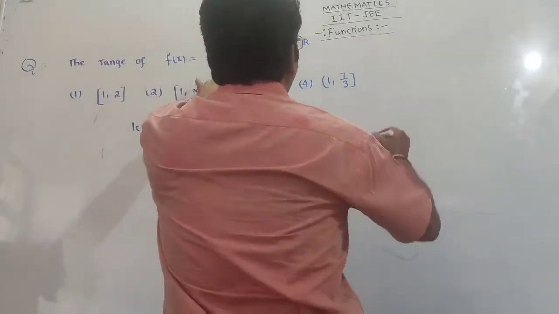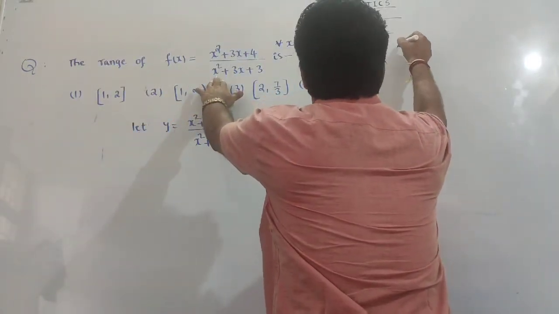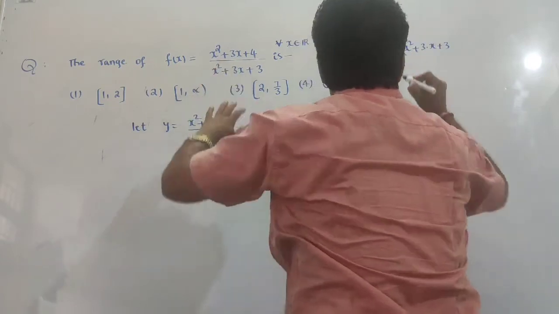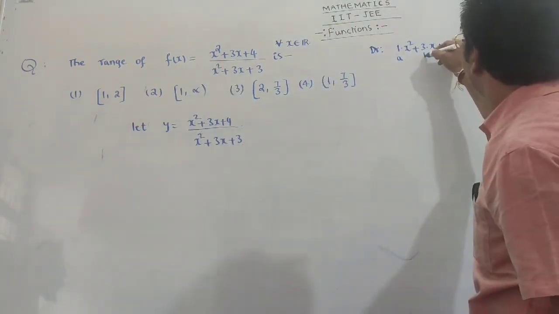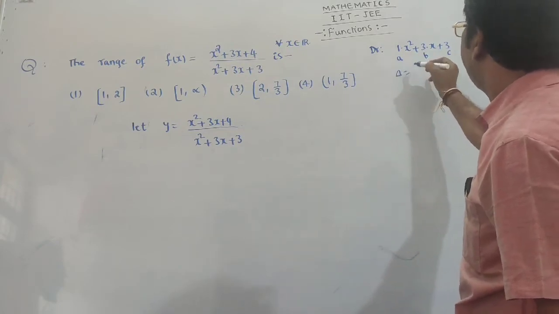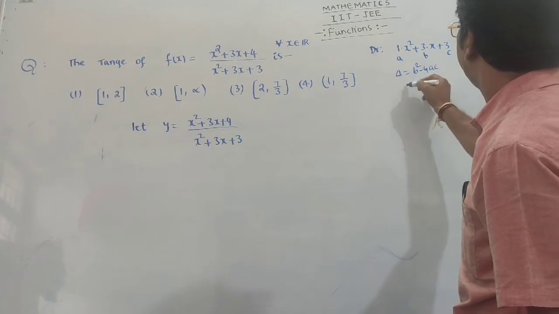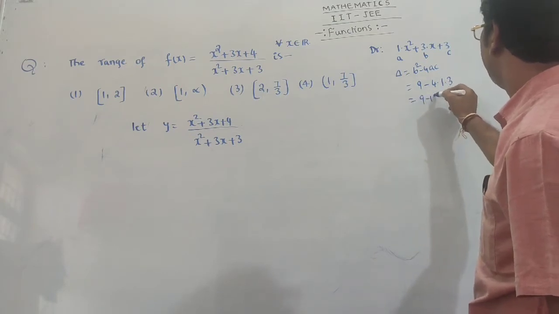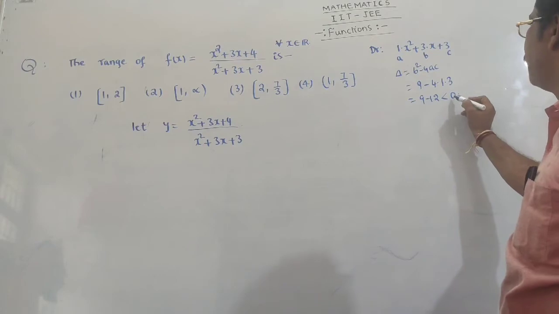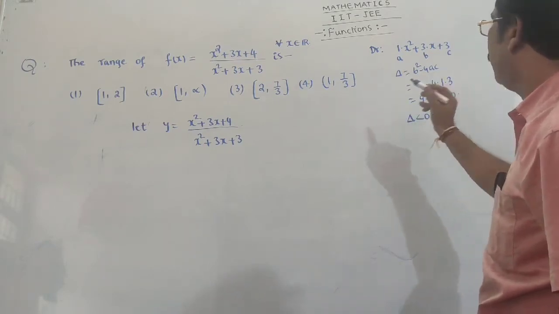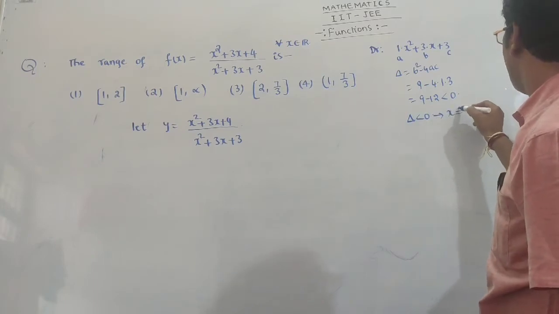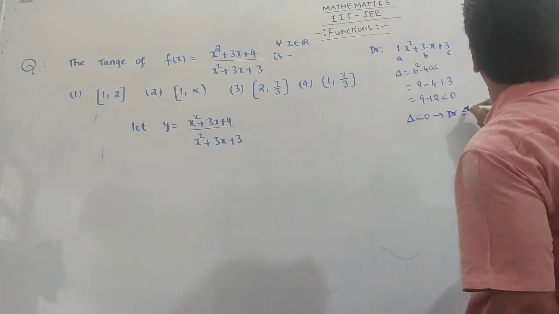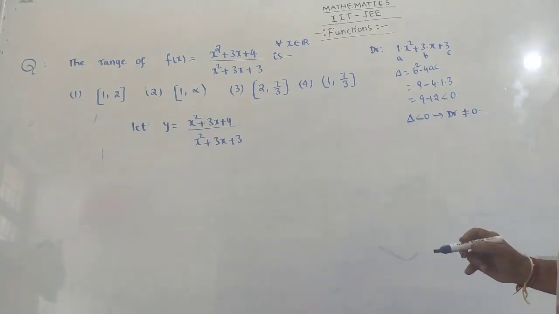Let us see here. The denominator is 1 into x² plus 3 into x plus 3. Compare with the quadratic expression ax² + bx + c. Let us see delta. Delta means b² - 4ac. b² is 9, so 9 - 4ac is equal to 9 - 12. Of course it is less than 0. Delta is less than 0. So definitely the denominator should not be equal to 0. We can say like that.